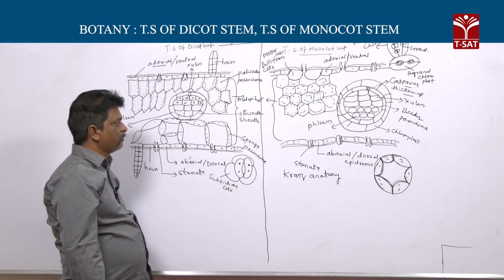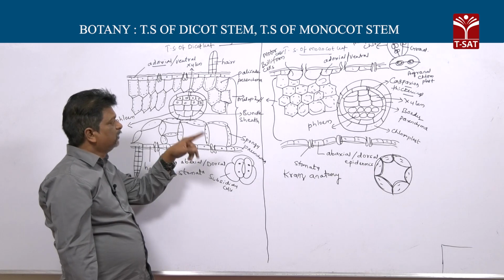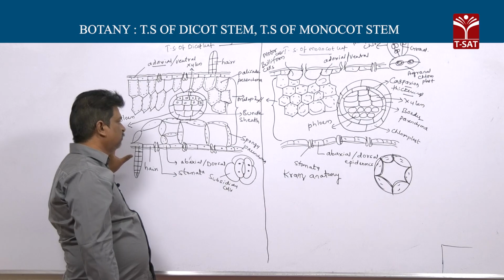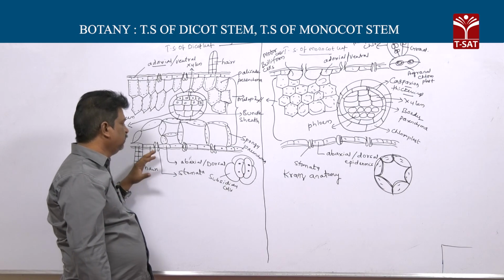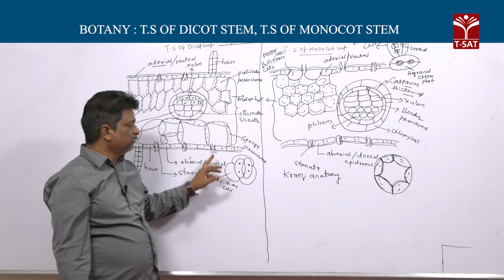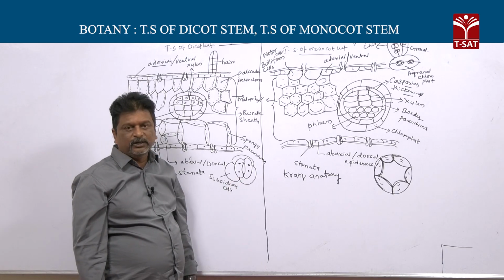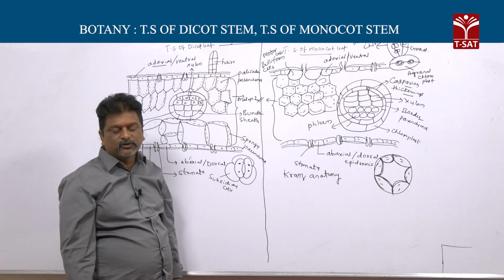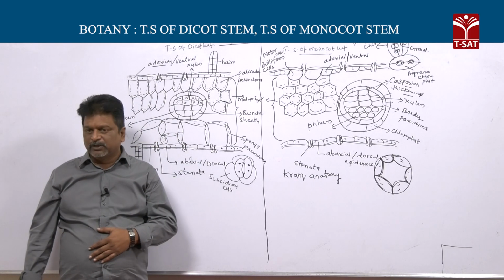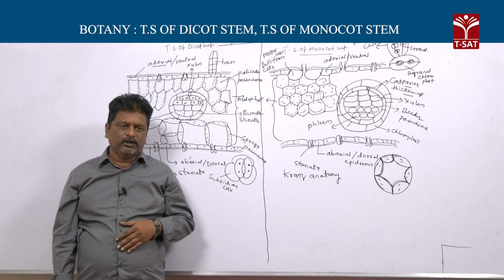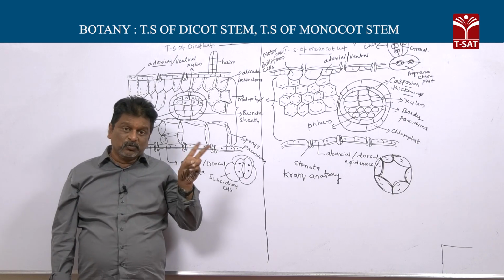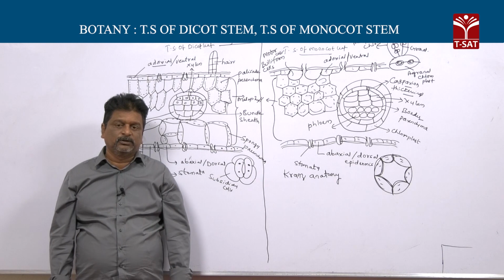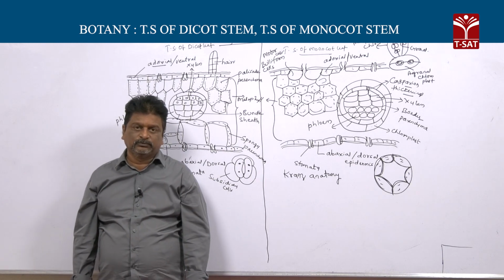Then in most of the cases epidermis is unilayered, but in some dicots like Nerium, epidermis is multilayered. Multiple leaf epidermis, Nerium. If the question is multiple leaf epidermis, Nerium, that is a dicot leaf. Multiple root epidermis, that is epiphytes, velamen tissue.